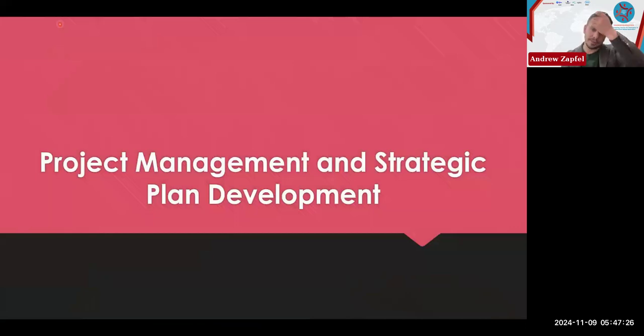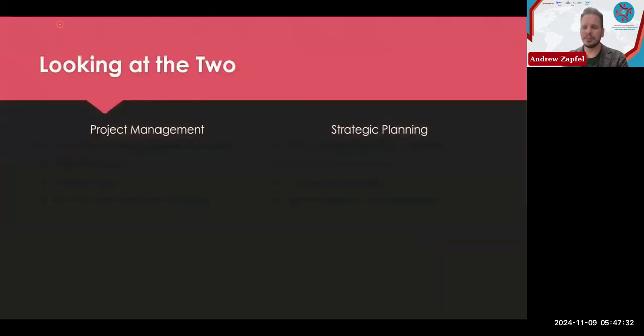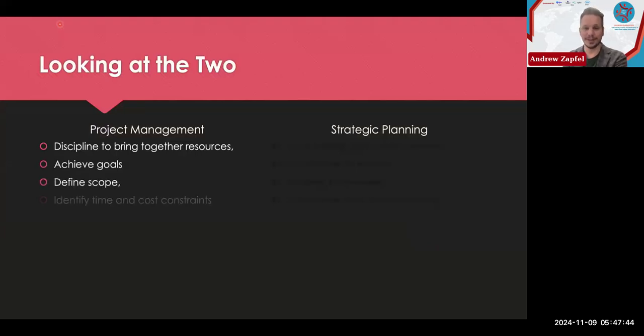So let's talk a little bit about the comparisons between project management and strategic plan development. There's a lot of similarities between the two, some slight changes and differences. But again, as we already talked about, just kind of ways of reiterating the points here, project management includes discipline to bring together resources, achieve those goals, define scope, and identify time and cost constraints, knowing that there's always going to be those concerns there.